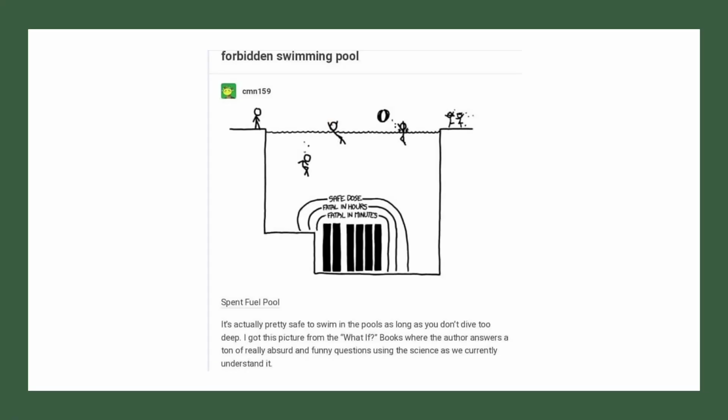So this is an example of the forbidden swimming pool. It's actually safe to swim in these pools as long as you don't go too deep. The closer you get, the more dangerous it's going to be because of how well water is able to prevent radiation from passing and spreading. This is in the What If books, and it's a really interesting book if you ever get a chance to read. It's real answers to absurd questions. But this shows you just how dangerous it really would be. You could swim around in the water and you'd be fine, but as you get really close, it would kill you. So water is a great way to prevent radiation from being able to move.